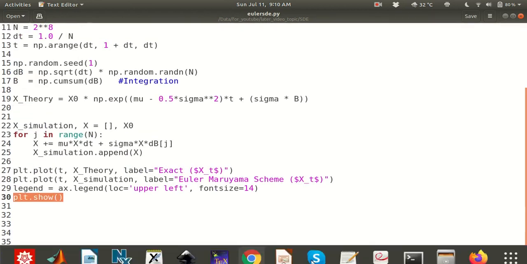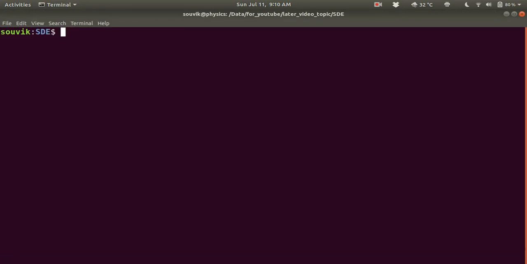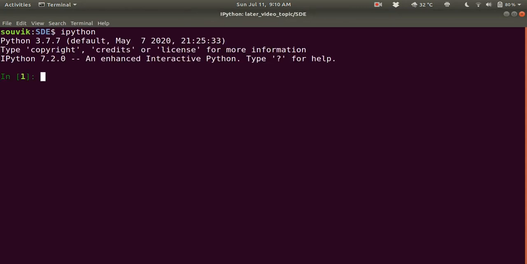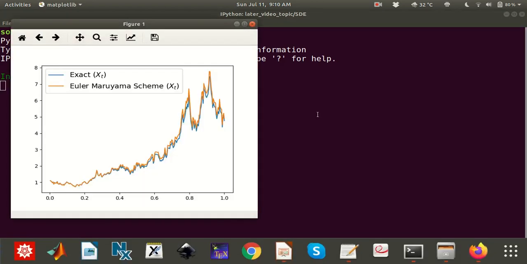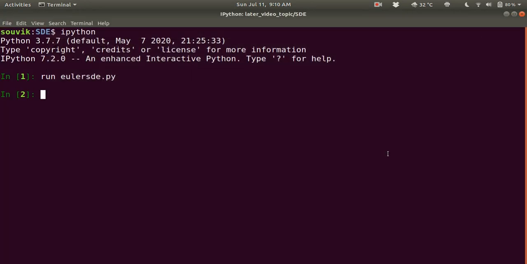And so let me run the code for you. Let me show you the plots first. So I'll open interactive Python, and then I'll run Euler sde.py and press enter. And as you can see here, the values are quite matching with each other. This blue curve is the exact solution, and the orange curve is the simulated curve. As you can see, they are matching quite well. So if you type Q, it will be closed.